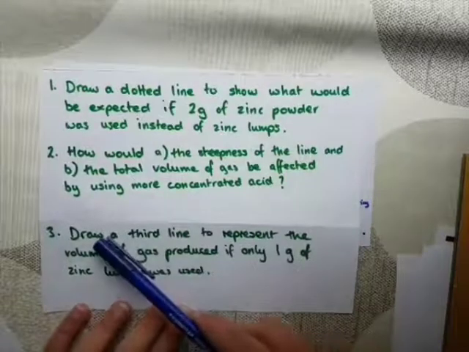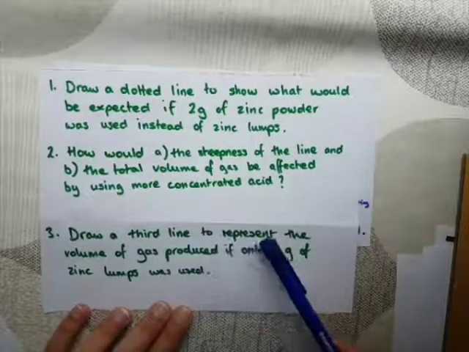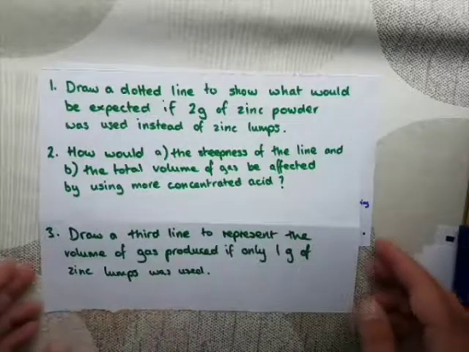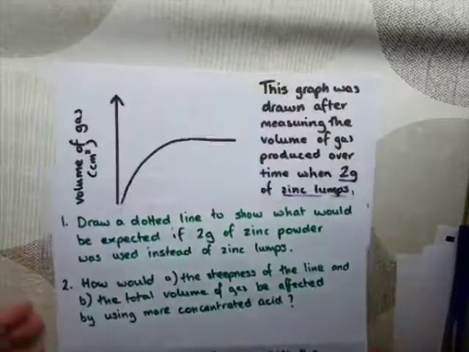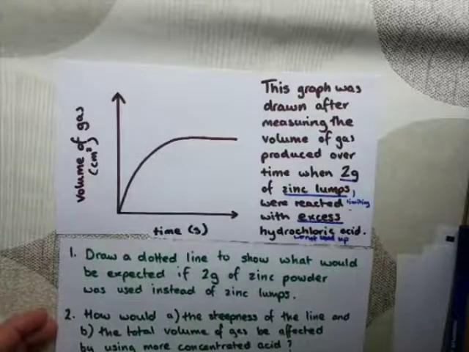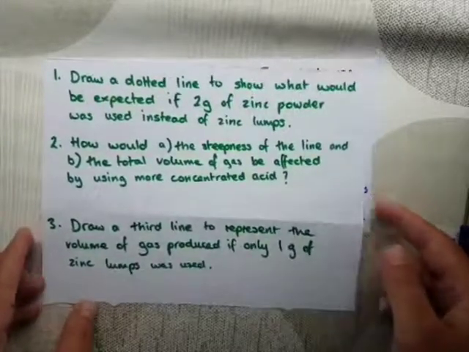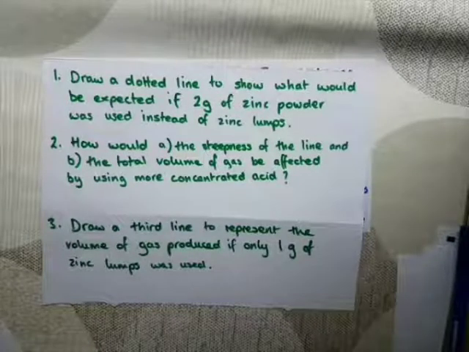And then question 3, draw a third line to represent the volume of gas produced if only 1 gram of zinc lumps was used. So you're going to need to copy down this graph, so pause the video now if you haven't copied down the graph, and then here are your questions again. Pause the video now and take a moment to try and complete those questions.